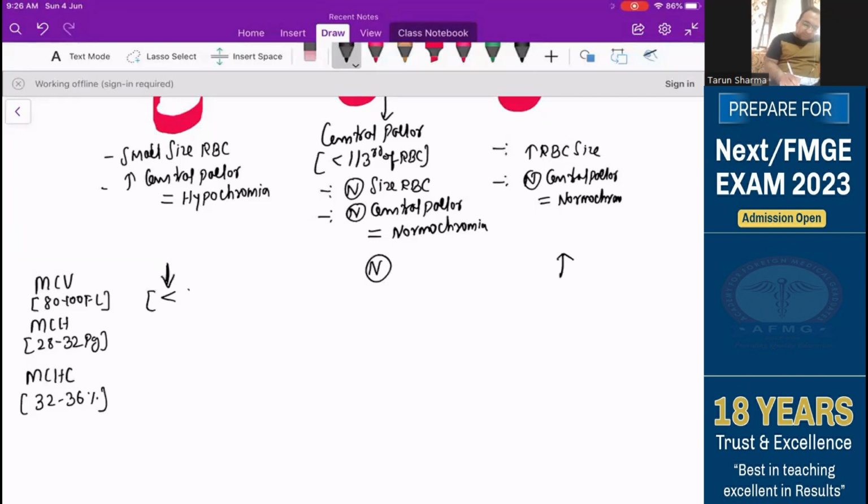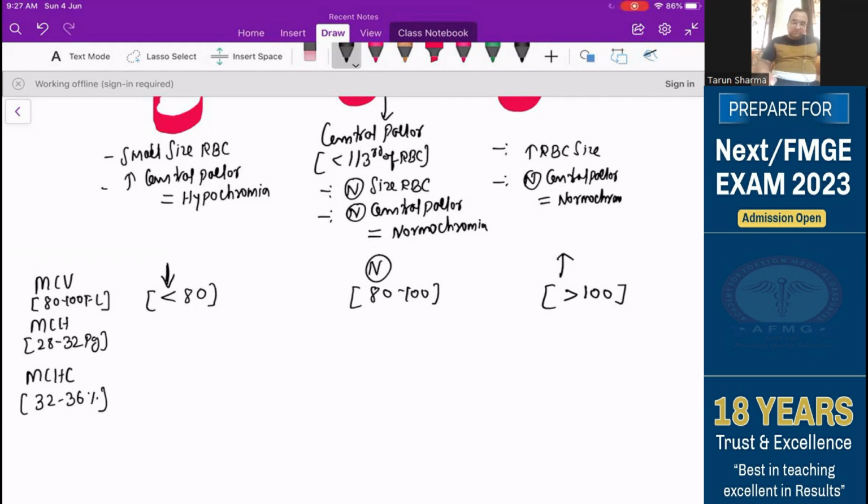If MCV is less than 80, it is considered small size RBC. If MCV ranges between 80 to 100, that is the normal MCV, then it will be called normocytic anemia. And if MCV is increased above 100 femtoliter in any anemia, then it will be called macrocytic anemia. You got the point? Based on MCV, we can differentiate different types of anemias. If microcytic, it should be less than 80. If normocytic, it should range between 80 to 100. And if it is more than 100, then it will be called macrocytic anemia.